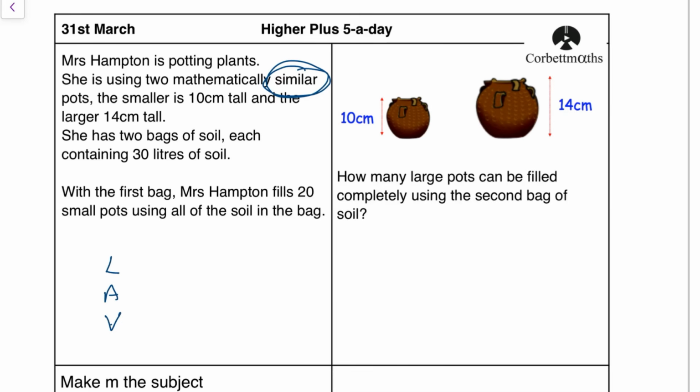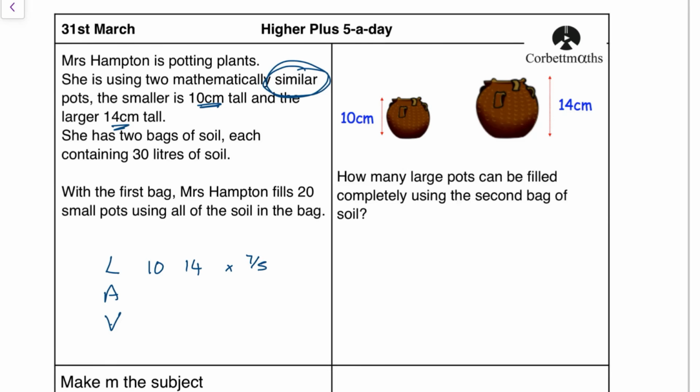Now it tells me two lengths, it tells me 10 and 14. So therefore I know the small one is 10 and the big one is 14, which means my scale factor is 14 over 10, which actually is 7 over 5, isn't it? Yeah, so 7 over 5.